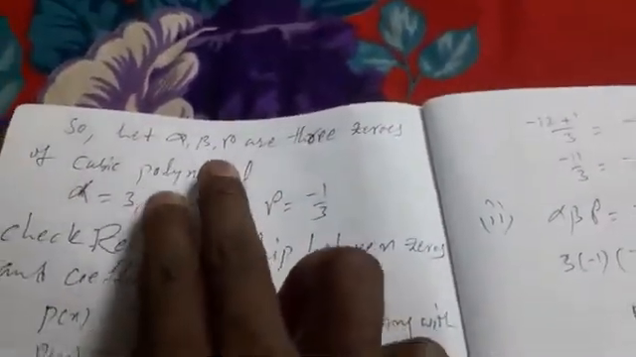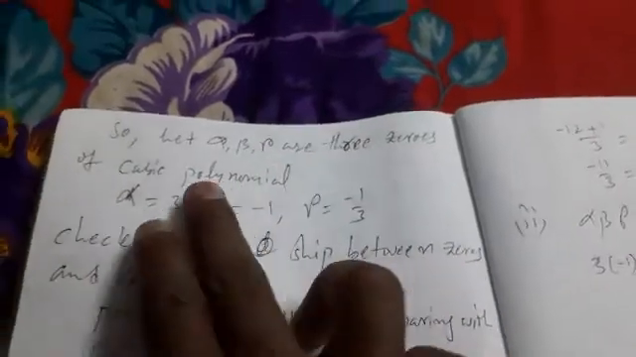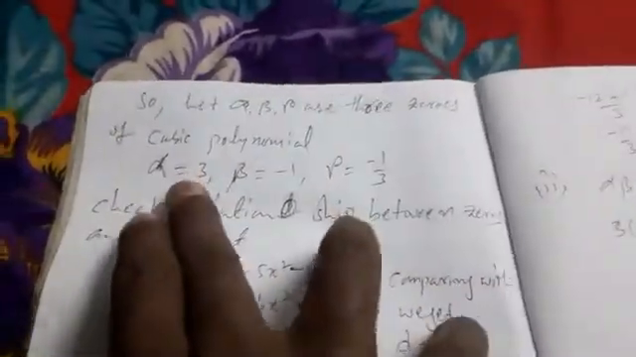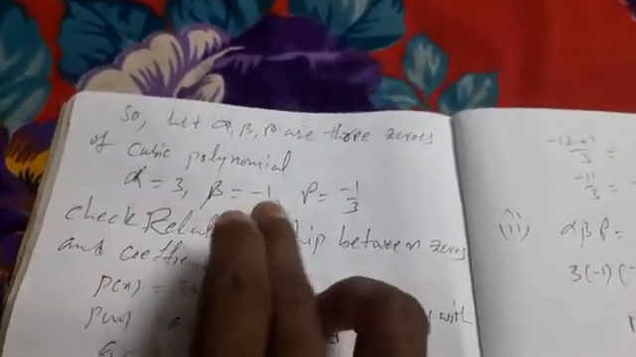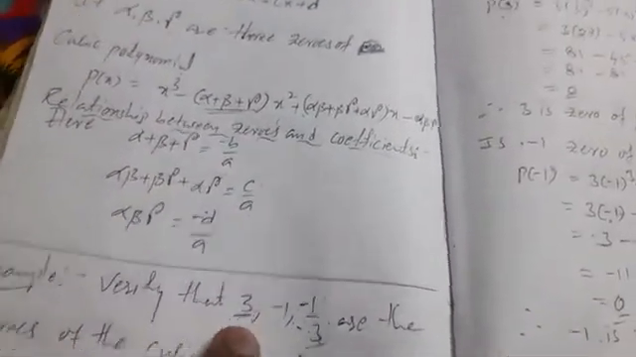So students, we can observe that we already know 3 zeros of the cubic polynomial. So let me take alpha, beta, gamma as the 3 zeros of the cubic polynomial. So we take alpha is equal to 3, beta is equal to minus 1, gamma is equal to minus 1 divided by 3. We verified already that 3, minus 1 and minus 1 divided by 3 are zeros of the cubic polynomial. Now we are going to verify the relationship between zeros and coefficients.